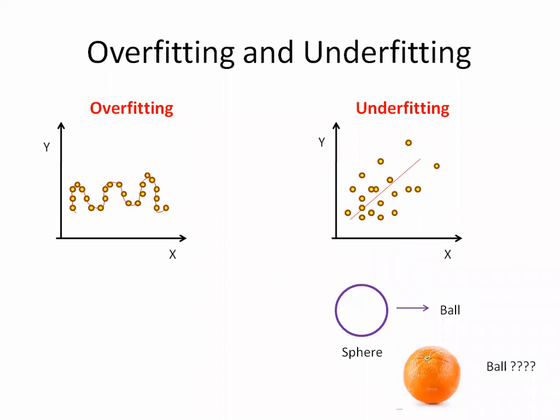So why does this happen? Why does the machine learning model call an orange a ball? Because very few attributes, very few variables, are considered to decide the output of the training model. That is why this problem is called underfitting.